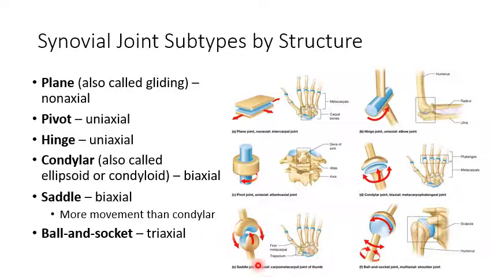A good example of the saddle joint is the joint between the first metacarpal of the thumb and the carpal bone, the carpal bone called the trapezium. So basically where the thumb attaches to the wrist, you have a saddle joint right there.